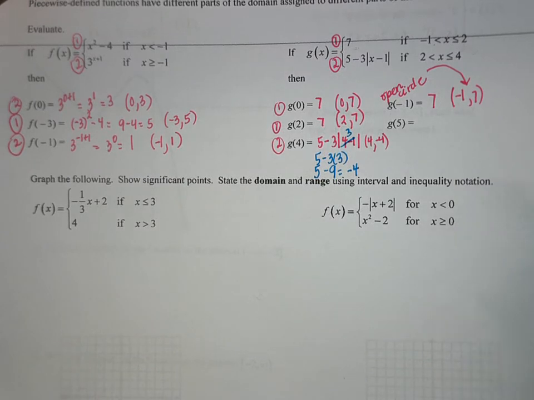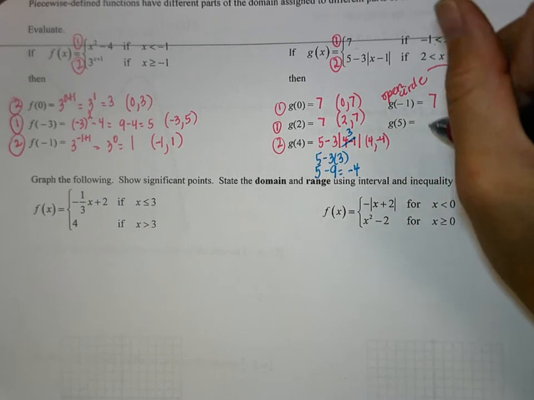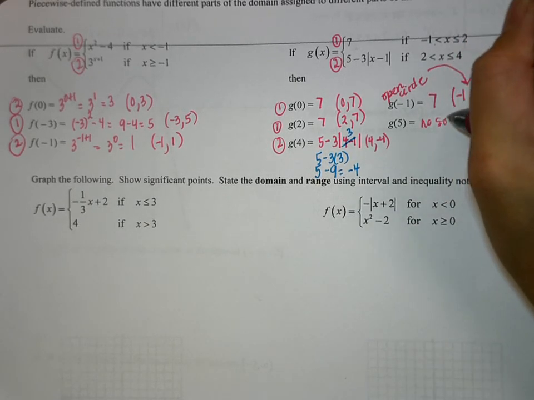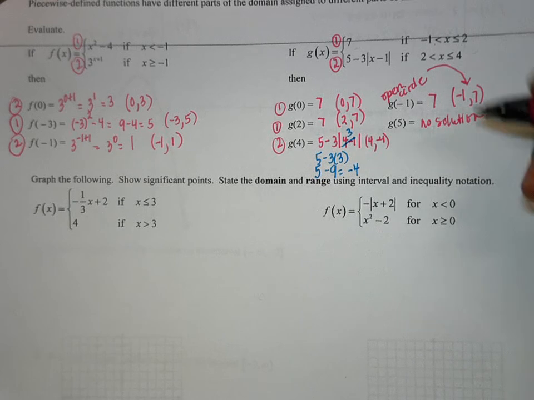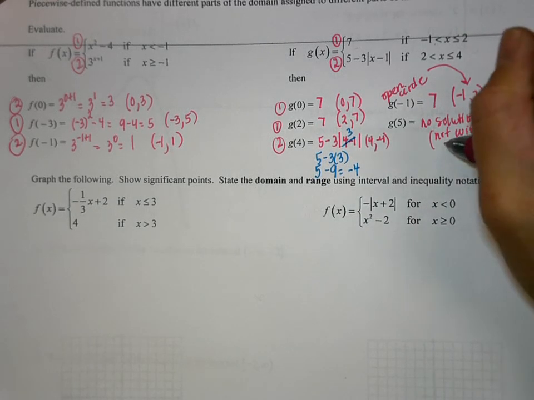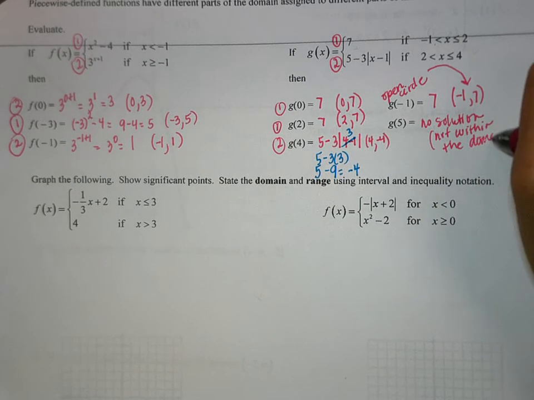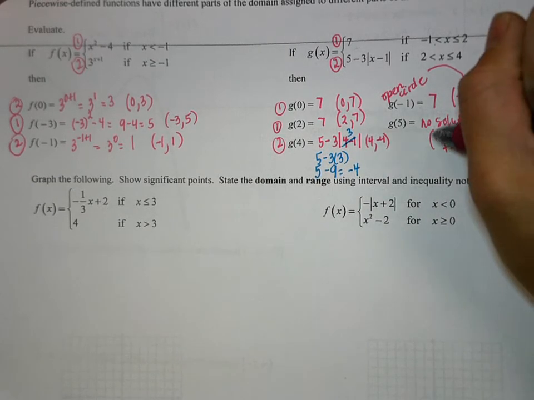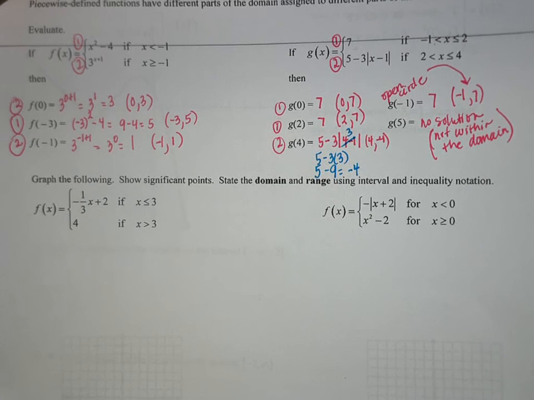And what about g of 5? Where does that fit? Yeah, it doesn't fit anywhere. So this one is just like a no solution. And we would write not within the domain. Or you could say it's not on the graph or something to that effect. Okay, any questions?